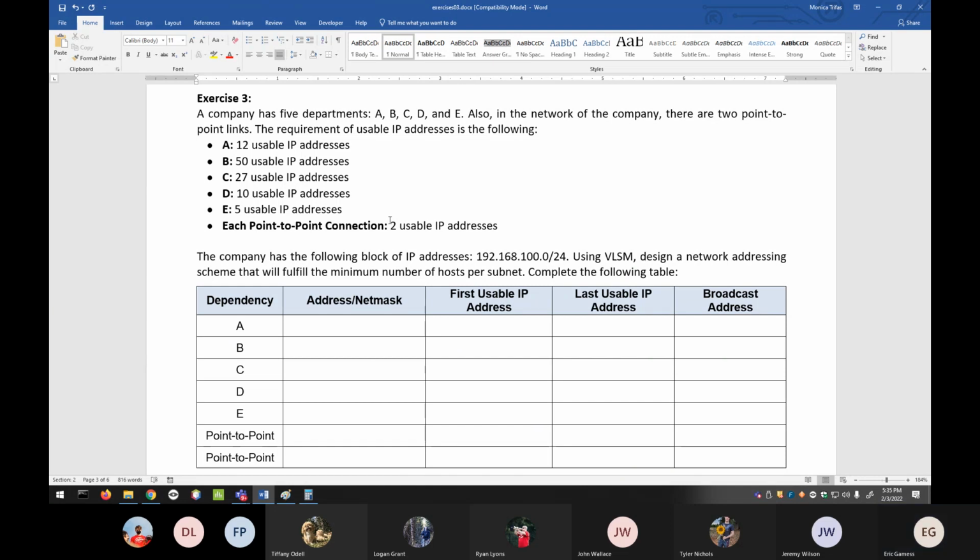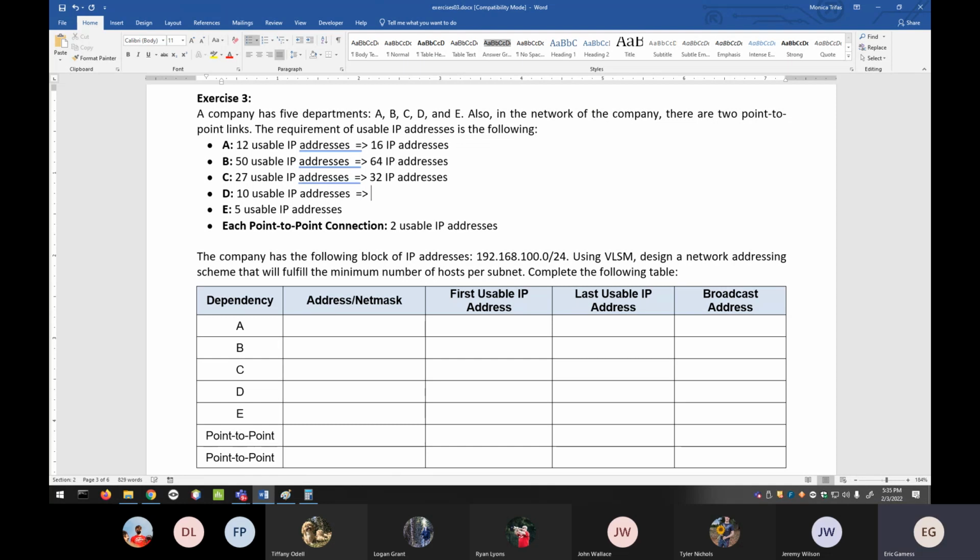64. Now the exercise says you use VLSM. I can make subnets of different size. How many IP addresses should I give to A? 16 IP addresses in total for A, correct. How many should I give to B? 64. How many should I give to C? 32 IP addresses in total.